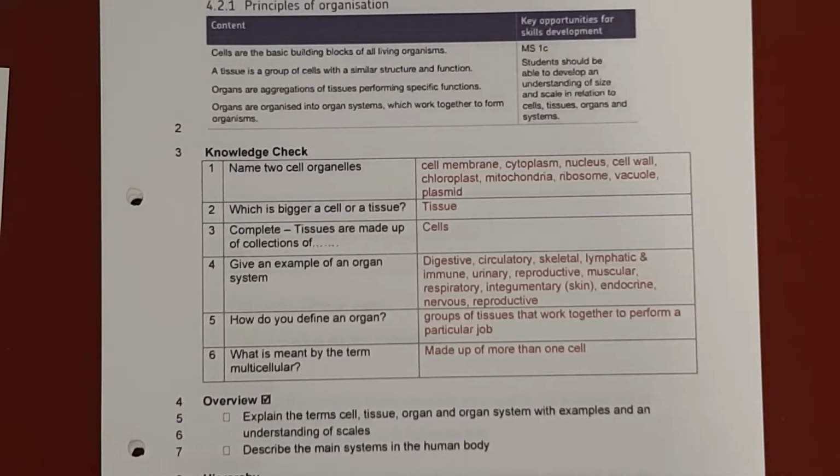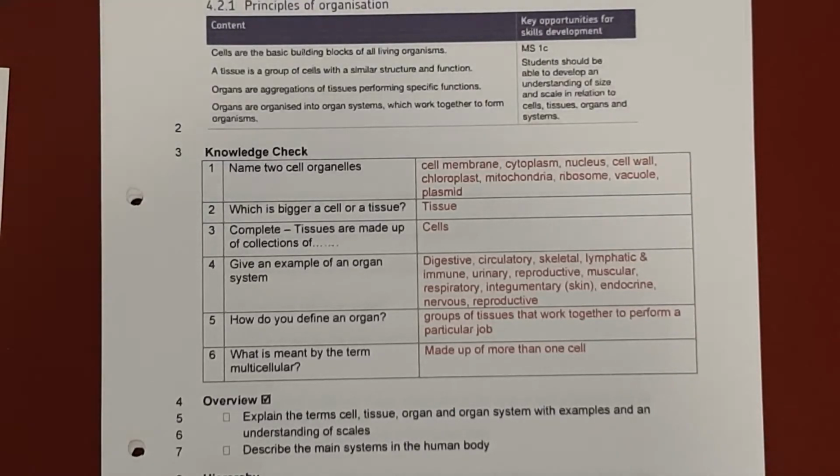Question 4, give an example of an organ system. So there are a number of these: digestive, circulatory, skeletal, lymphatic and immune, or just the immune system if that's how you put it, urinary, reproductive, muscular, respiratory, integumentary, which is your skin, endocrine, nervous and reproductive.